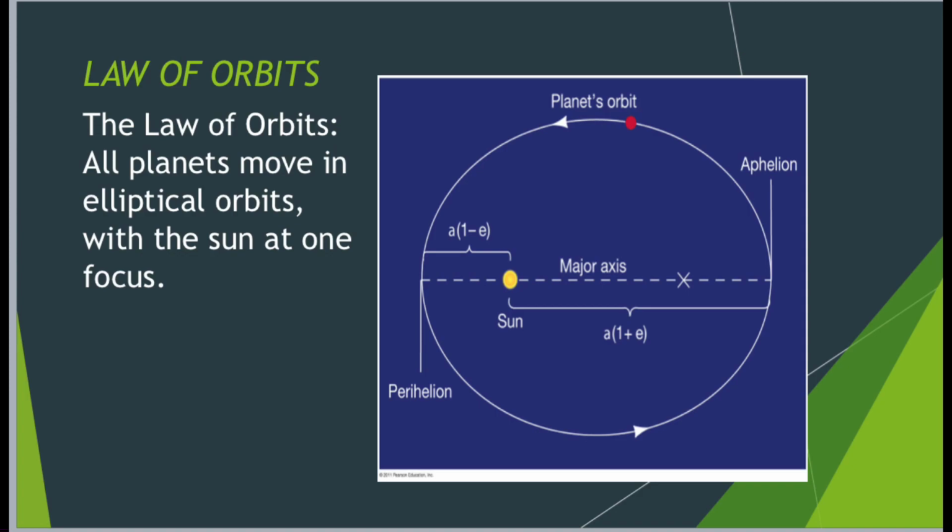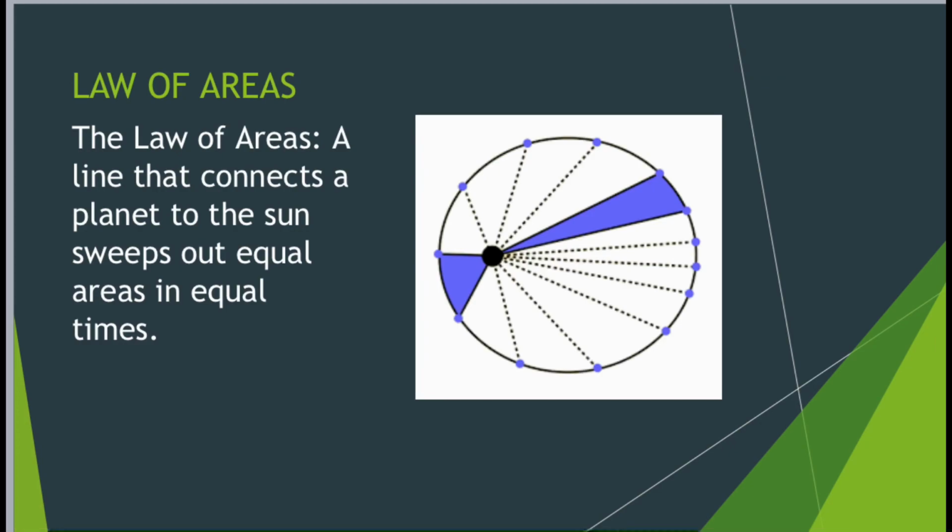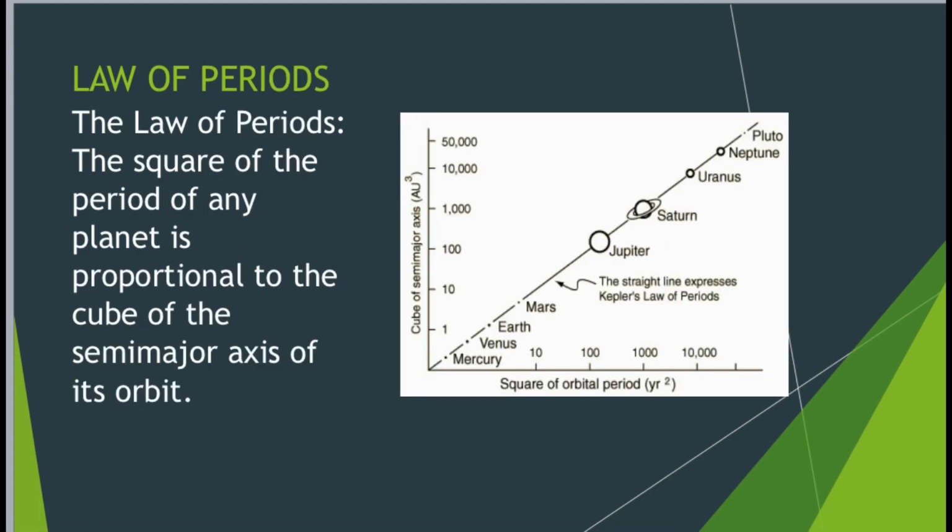The law of orbits. All planets move in elliptical orbits, with the Sun at one focus. The law of areas. A line that connects a planet to the Sun sweeps out equal areas in equal times. The law of periods. The square of the period of any planet is proportional to the cube of the semi-major axis of its orbit.